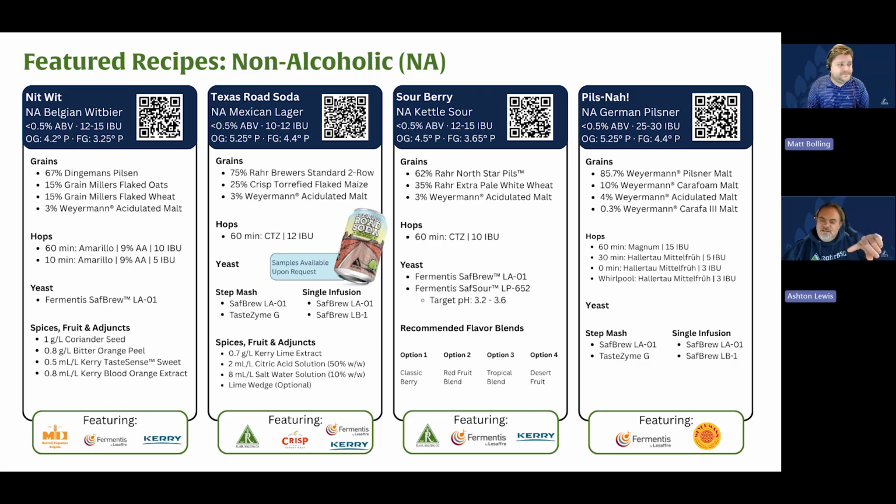I talked about the single infusion mash, which is really the advanced method where we're doing this abbreviated kettle sour. Now, the easier method is the step mash method. In the step mash method, we started at 50 Celsius, 60 Celsius, 70 Celsius was our step mash profile. And we're using an enzyme called DSM Tastezyme G.